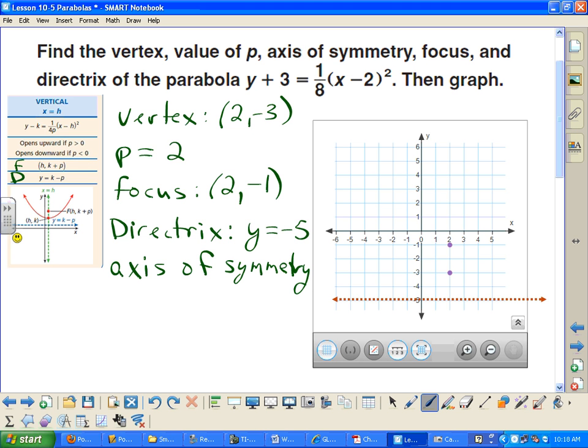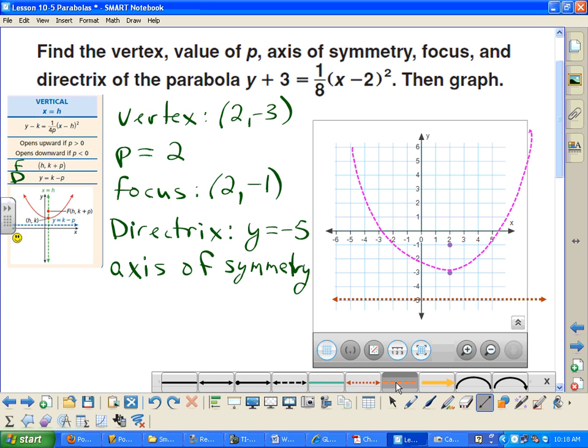Okay. Well, I'm going to do a rough sketch here. This isn't the actual graph. All right, we'll graph that. The axis of symmetry cuts the graph in half. So would it be a horizontal line or a vertical line that cuts it in half here? Vertical. So that vertical line is going to be right here.